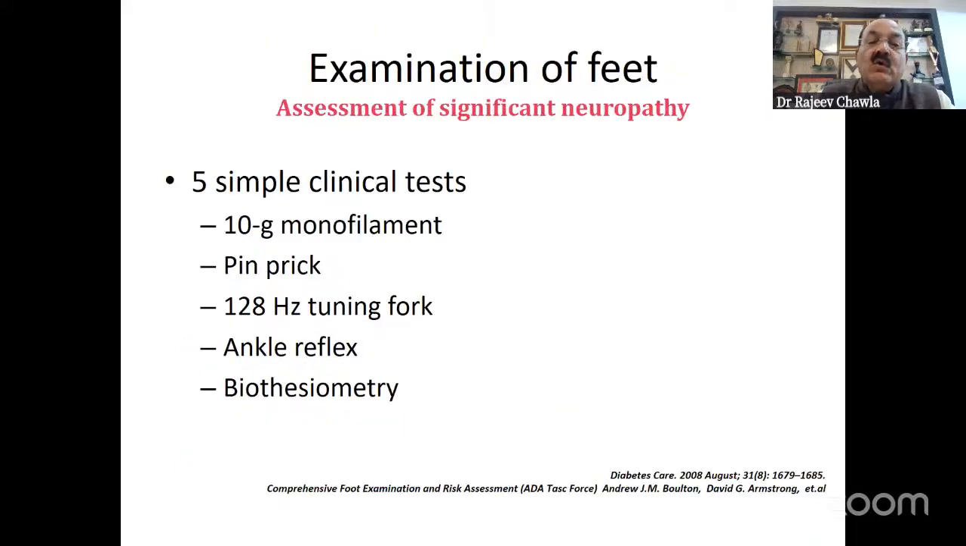So let's see how we do an examination of the feet for assessment of significant neuropathy. It is five simple clinical tests which can take you to the diagnosis. Earlier, I said that you do a sural nerve biopsy or nerve conduction velocities. All those things in a clinic are never required. We hardly get any nerve conduction velocity to establish the diagnosis, and we make a clinical diagnosis by using a 10-gram monofilament, a pinprick, a 128 hertz tuning fork, looking for an ankle reflex, and if required you can quantify that with a biothesiometry.